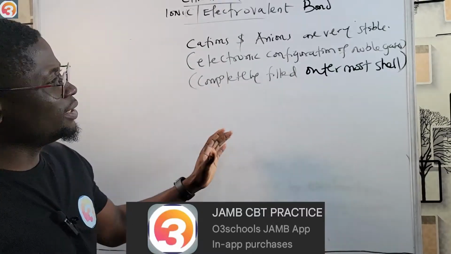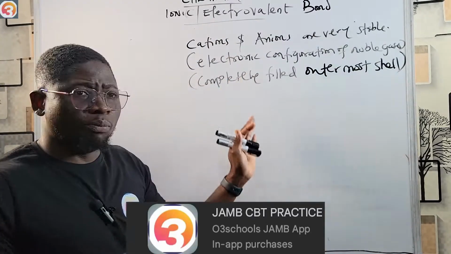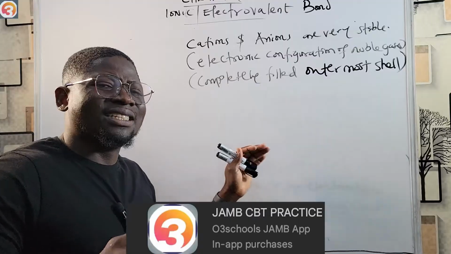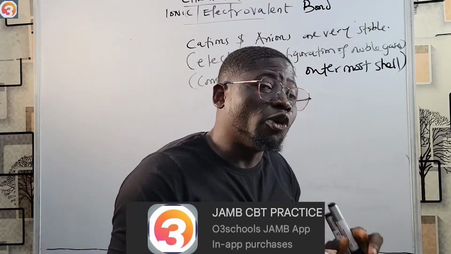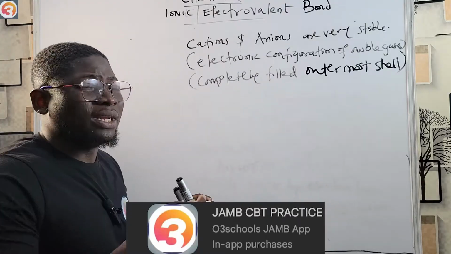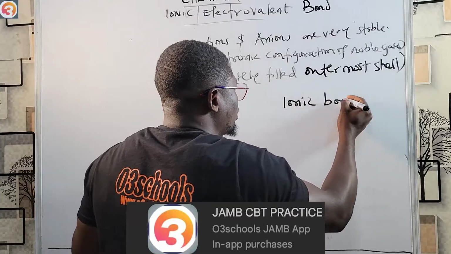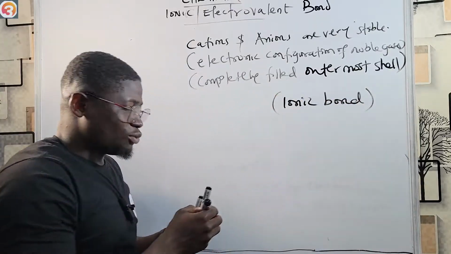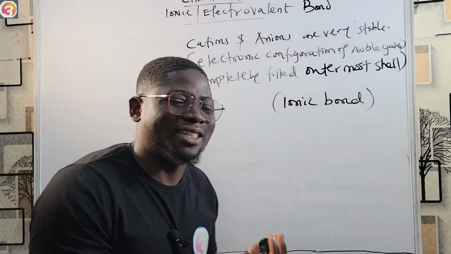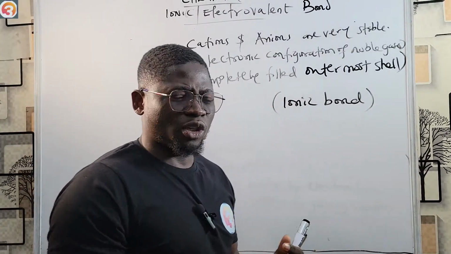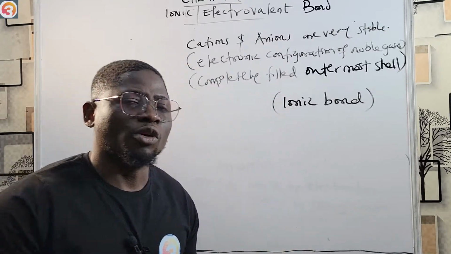Now, having known this, because in electrovalent bonding, right, there's usually the transfer of electrons that leads to the formation of ions. That is why we now call this electrovalent bonding the same thing as ionic bonding. So this is why they are called ionic bonds, because they lead to the formation of ions. Once these electrons are transferred, they lead to the formation of ions.